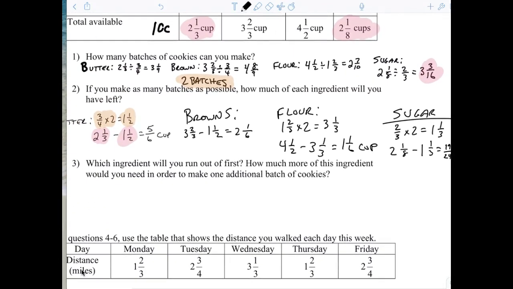The final question is, which ingredient will you run out of first? Flour. You would definitely run out of the flour first, correct? So everybody's putting flour down. Because you only had enough to make what? 2 batches, right? But everything else you had the ability to make 3 or 4. What about butter? How many batches can you make for butter? 5, 6 cups.